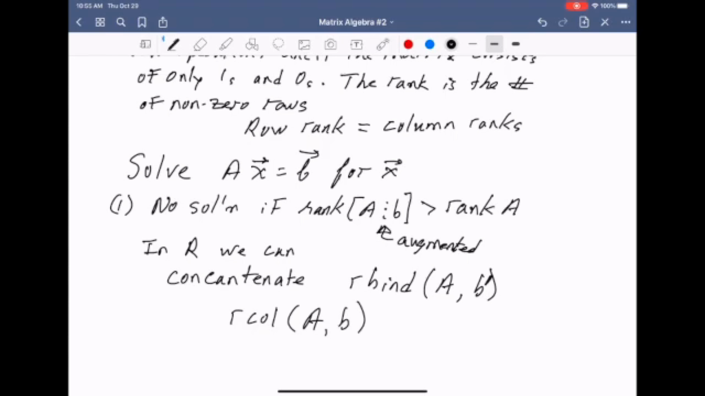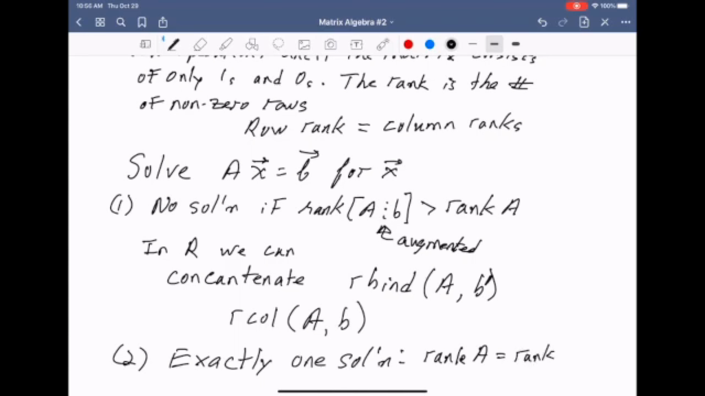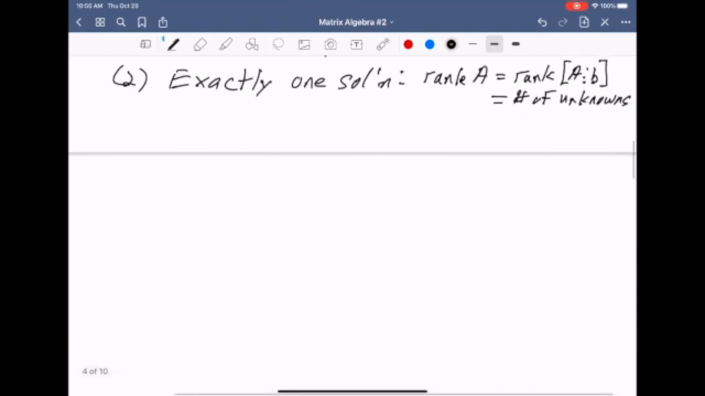There is no solution if the rank of A augmented by B is greater than the rank of A. Two, there is exactly one solution if the rank of A equals the rank of A augmented by B, and that is equal to the number of unknowns.